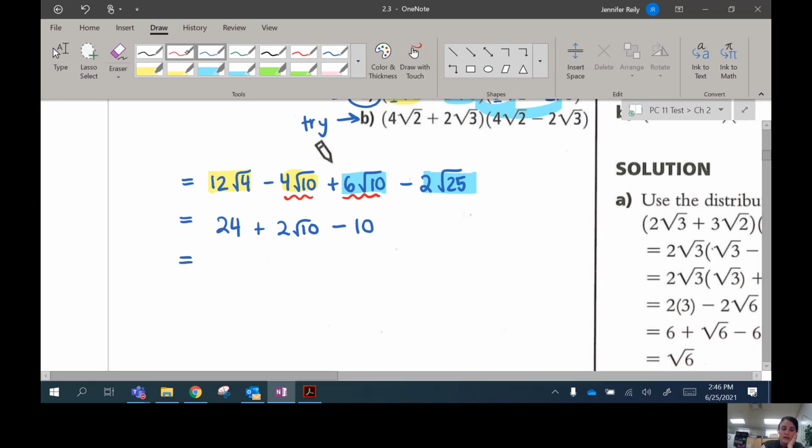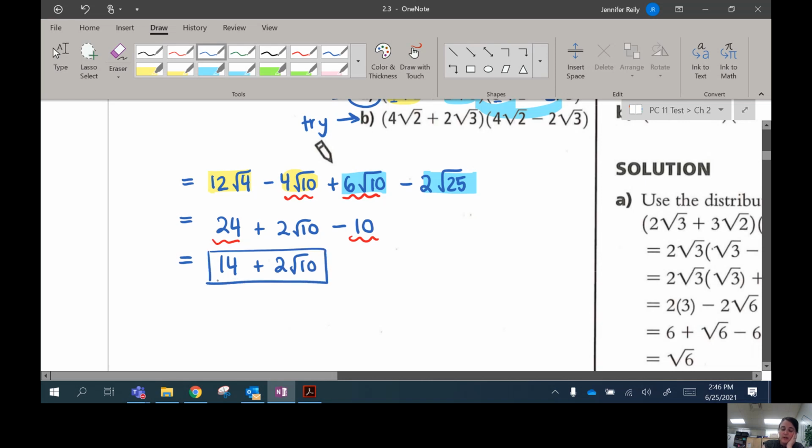Now we're going to collect more like terms and simplify more if we can. 24 minus 10 is 14. And we can check if that radical can be simplified some more by factoring out a perfect square, but no perfect squares divide 10. So we'll have to leave it as is, and that's the simplified answer there. Okay, so if you want to try example B on your own, you can. I'm going to turn my light back on here.